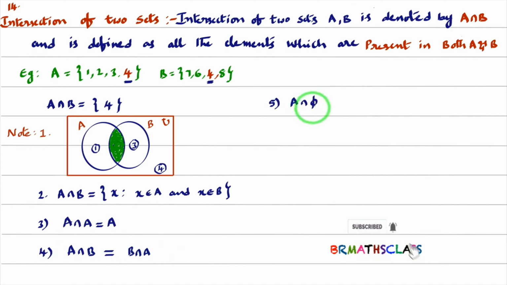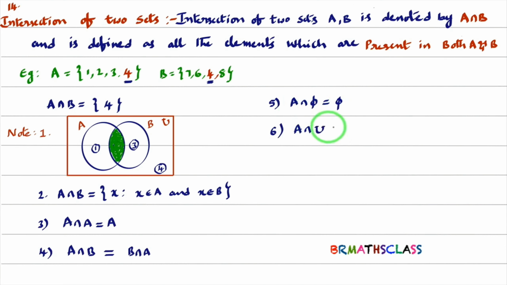A intersection null set. Try to remember this. When we do union of two sets, we will get the bigger set. When we do intersection of two sets, we will get the smaller set. Here A is a set and phi is the empty set. We know that the empty set is a subset of every set. In these two sets, which set is smaller? So the intersection of these two is the empty set. A intersection empty set is the empty set.